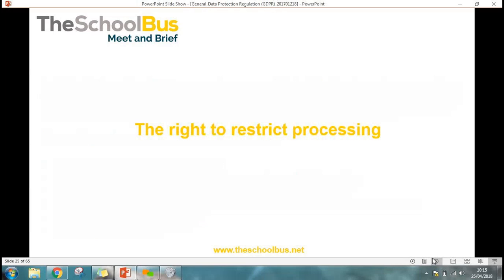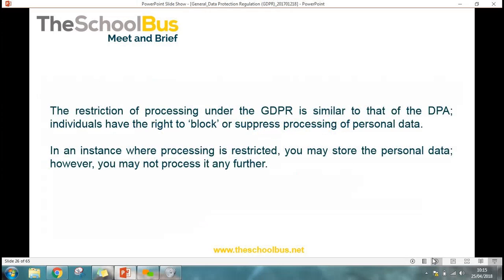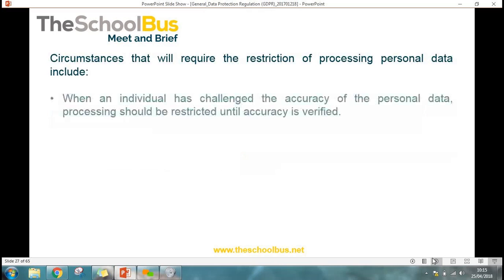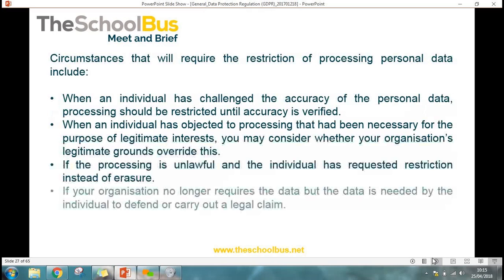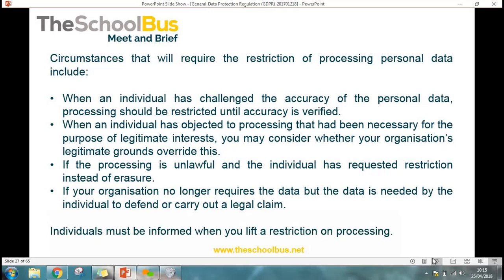So in terms of restricting processing, the Data Protection Act is very similar to GDPR in that sense. We can only store the data that we need, and we can't process any further. We have to identify how we want to process data, and then only use the data for that purpose. Where an individual has challenged the accuracy of the data, we're not allowed to process that data anymore until we rectify the information that may have been incorrect on our systems.